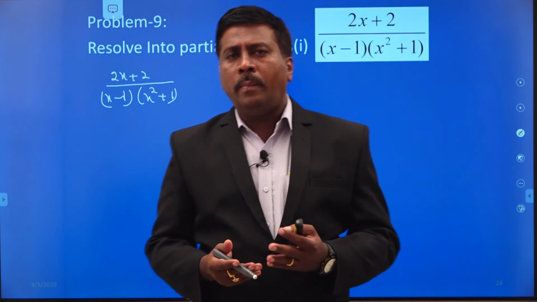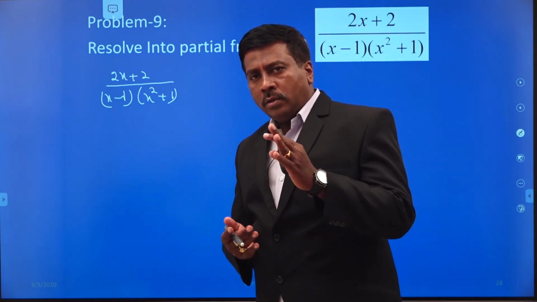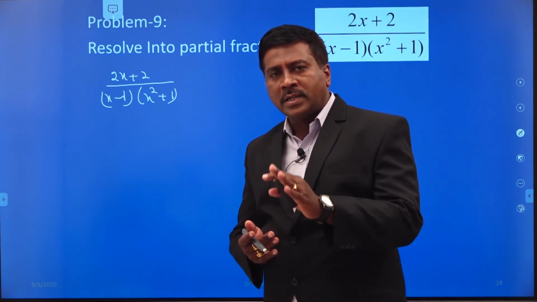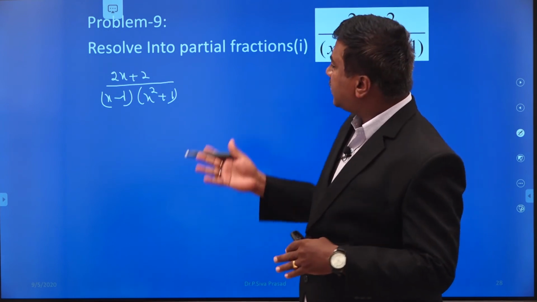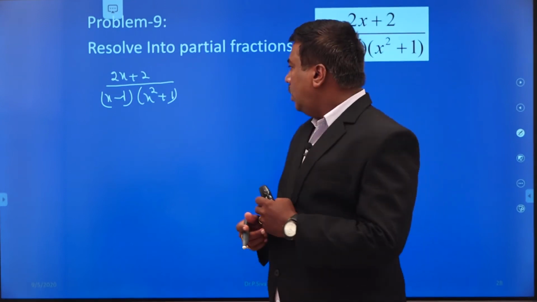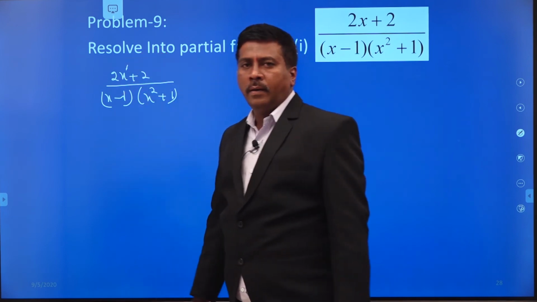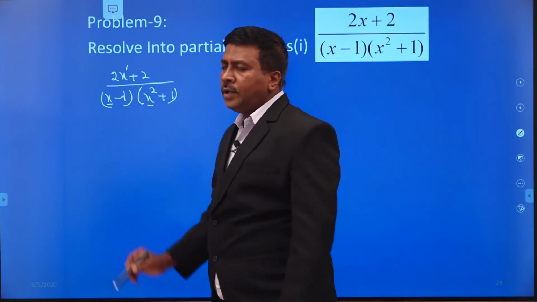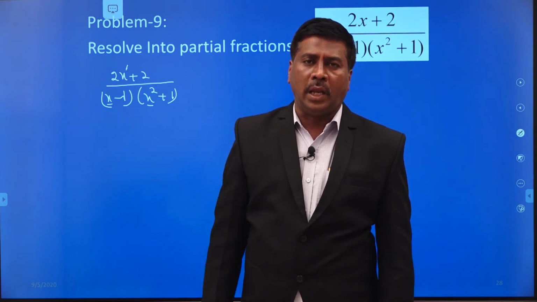Before going to do the problem, one thing you have to keep in your mind, whether the problem is applicable for resolving into the partial fractions or not. Otherwise, you have to check whether the fraction is a proper or an improper fraction. Please simply use common sense. What is the power of x here? 1. And here, when you multiply the x values, then x into x square means x cube. That means the highest power is 3.